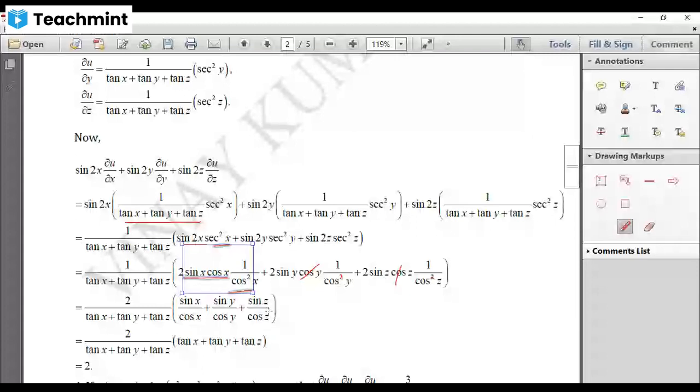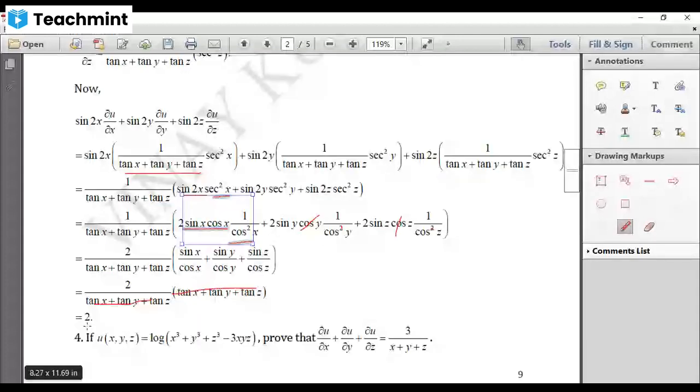Is that right? What is sin x by cos x? Tan x. Sin y by cos y, tan y. Sin z by cos z, tan z. So these two are one and the same. Therefore they get cancelled. Remaining is 2. That is what the required answer is.